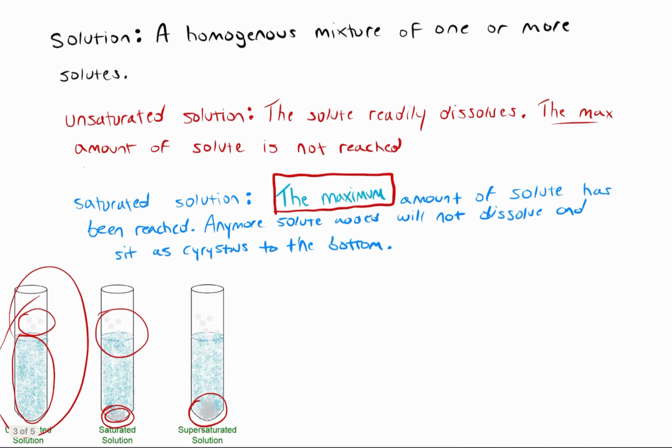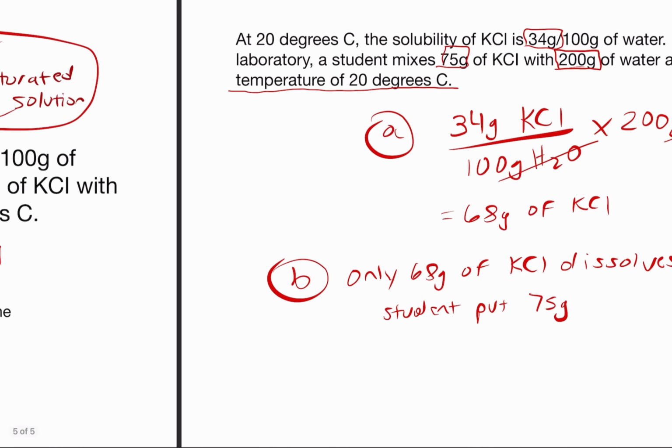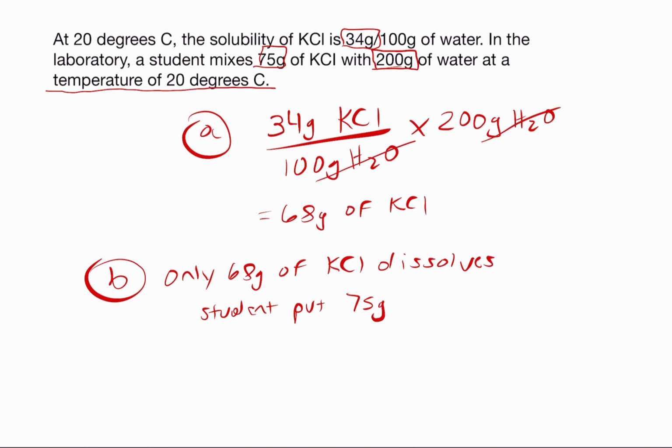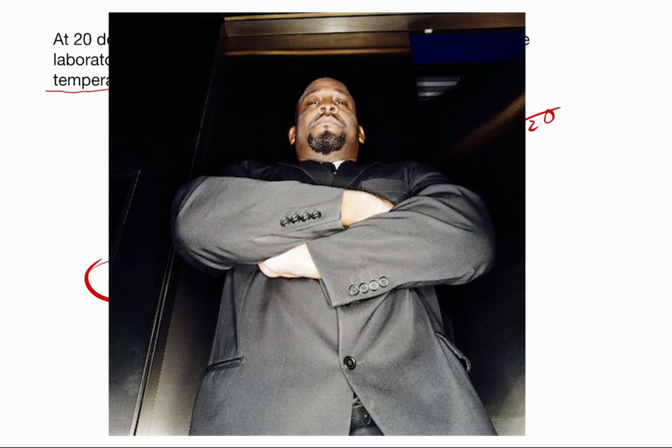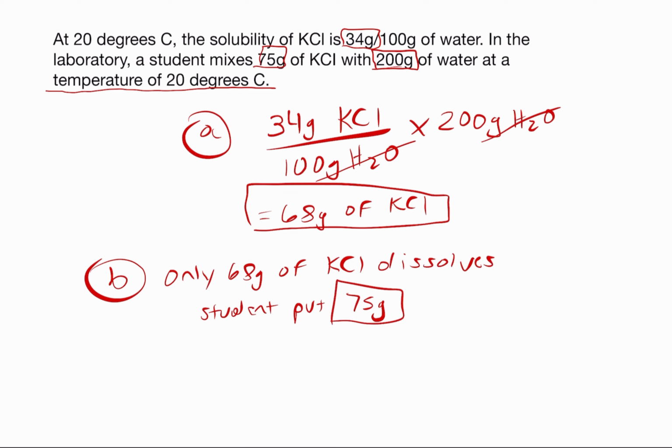So guess what that'll make it? Think. That would make it saturated because it reached the threshold. We told this student, hey, we can only allow 68 grams for it to dissolve. This student didn't listen and they put 75 grams. Again, they put too many people in the club. It reached maximum occupancy. So the answer to B is that it'll be saturated. We can't let any more people in the club.